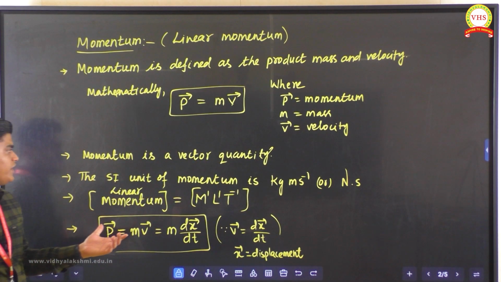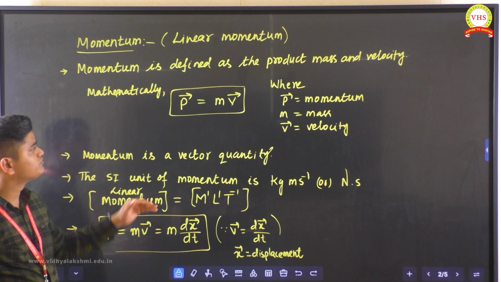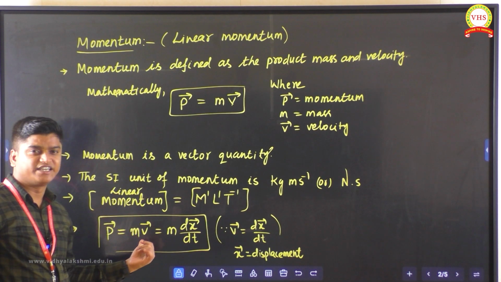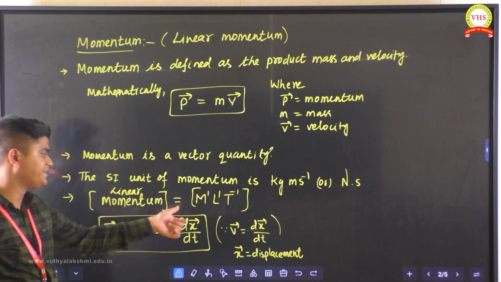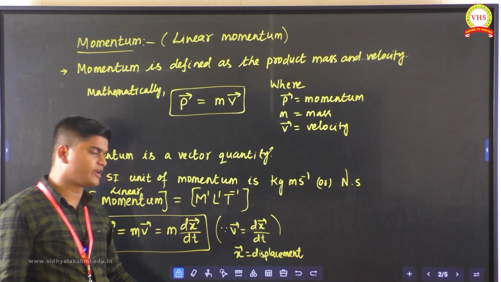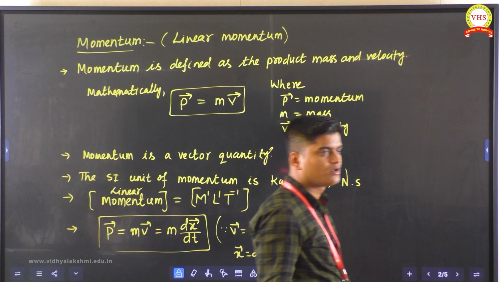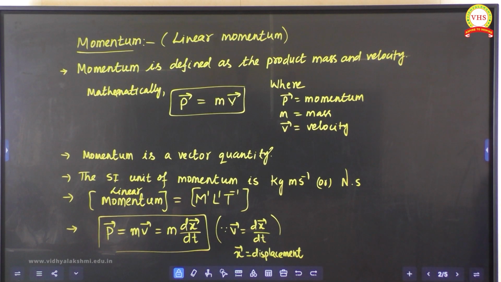It is a vector quantity. The SI unit of momentum is this much. The linear momentum formula has a little extension: velocity is dx by dt, so put that here, m into dx by dt. It is coming like this. Try to understand this momentum.